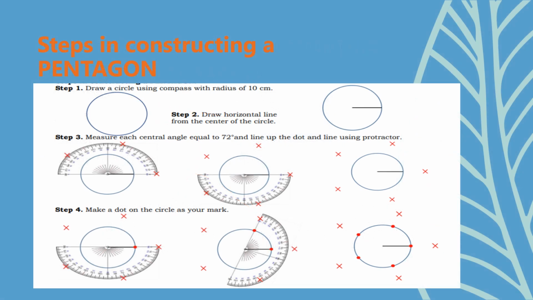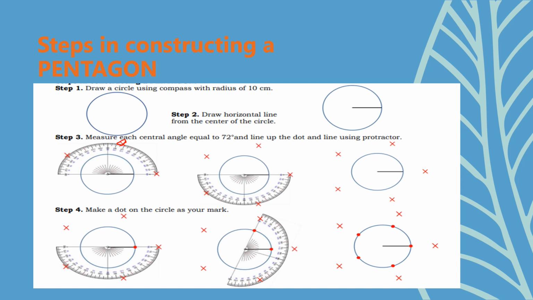Okay, so here are the steps in constructing a pentagon. Step one, draw a circle using a compass. Step two, draw a horizontal line from the center of the circle. And then step three, measure its central angle, which equals 72 degrees, because the central angle of a pentagon is 72 degrees. So you try to use the protractor. In measuring the angle, you start from zero here, 0 to 72, like this. So that means it's from 0 to 72 degrees.